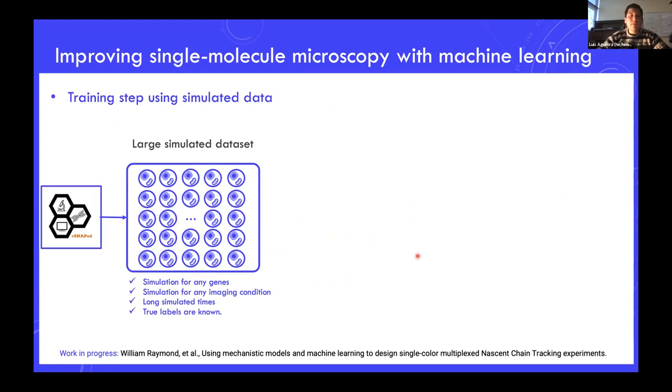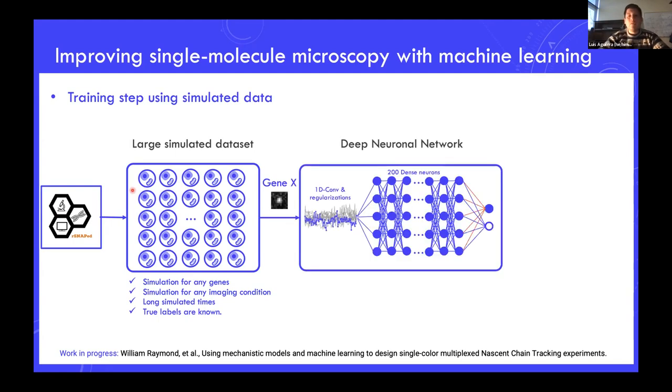So what we are doing is generating a lot of simulated data, as I mentioned before. With a simulator, we can simulate any gene, any image condition for long times, and we know the true labels because we are simulating the data. So let's say that we have a gene X. We are training a deep neuronal network, just doing an initial 1D convolution and regularization from the intensity of the spots. Then we have 200 dense neuron layers here, and then we expect to get the classification.